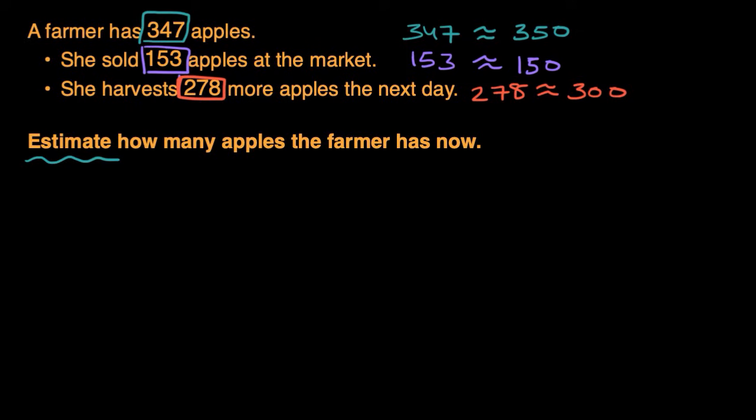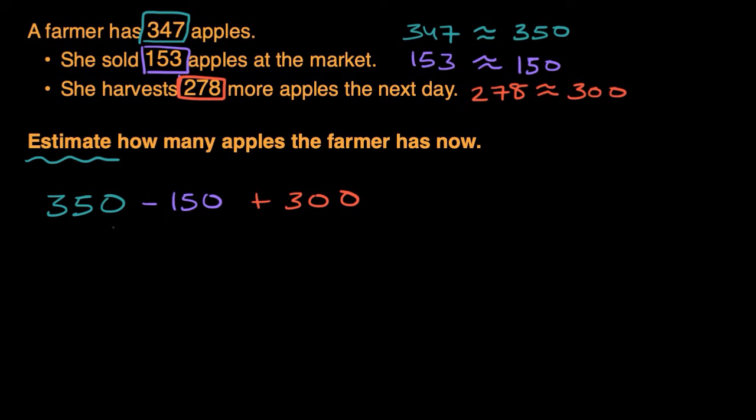I could now say, all right, she starts with 350 apples, and she sells 153 in the market, or I should say roughly 150. So another way I should say it is she starts with roughly, our estimate is 350 apples. We know the exact number, but this is our estimate. She sells roughly, we estimate 150 apples, and then she gets another roughly 300 apples.